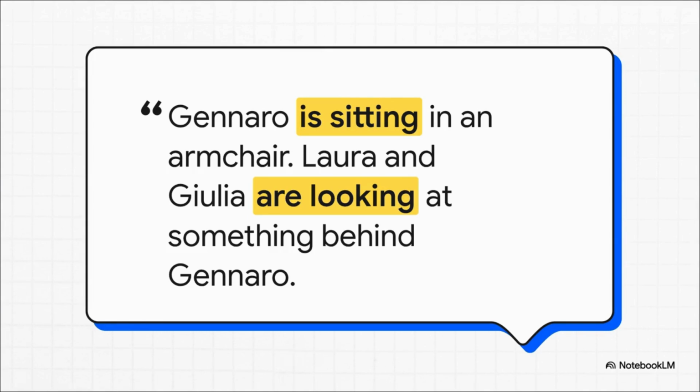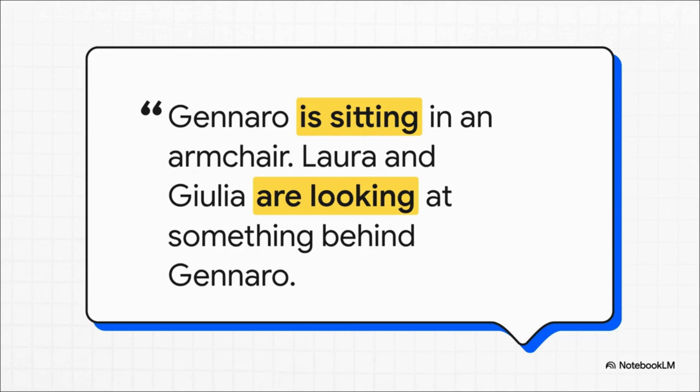Let's look at a real example here to see it in action. This comes from a description of a painting. Okay, the first sentence. Gennaro is sitting in an armchair. Who is our subject? Gennaro. That's a he, so we use the be verb is. The action verb is sit, so we add ing and we get sitting. Gennaro is sitting. It's perfect.